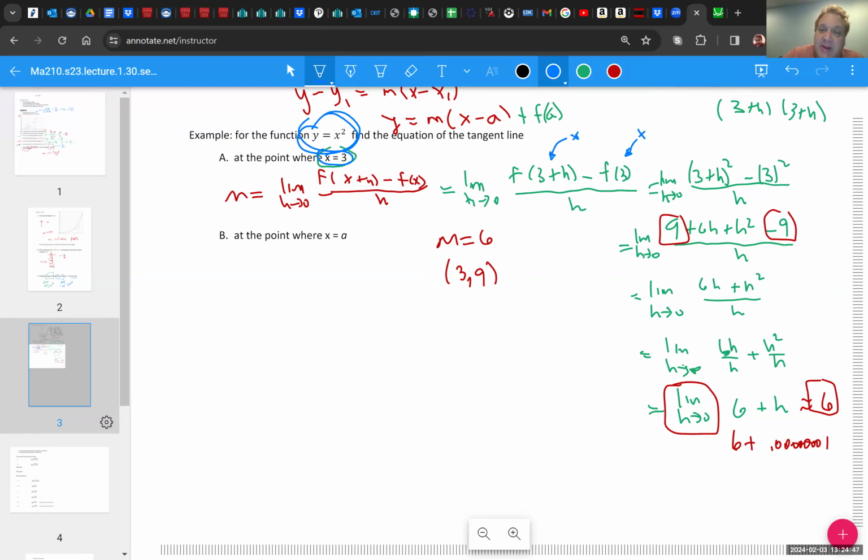So then I just write out my equation. y minus y1 equals m times x minus x1. Move the 9 over there because I have good math manners. And that is the equation of the tangent line for the function y equals x squared at the point where x equals 3.